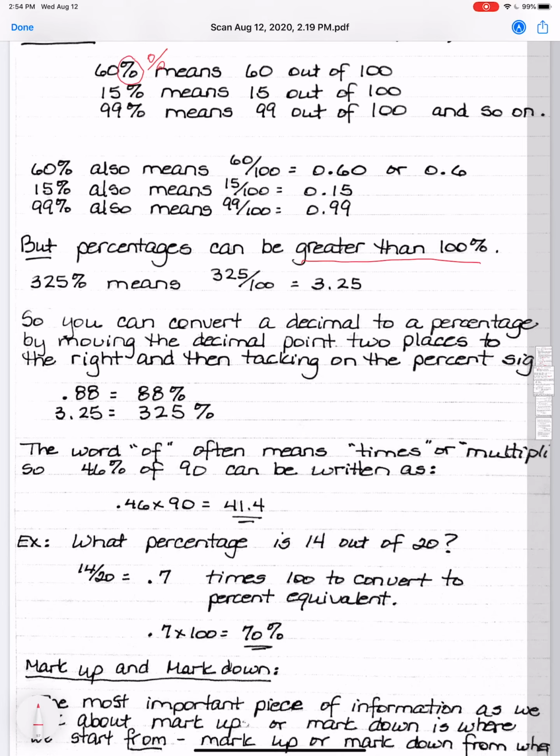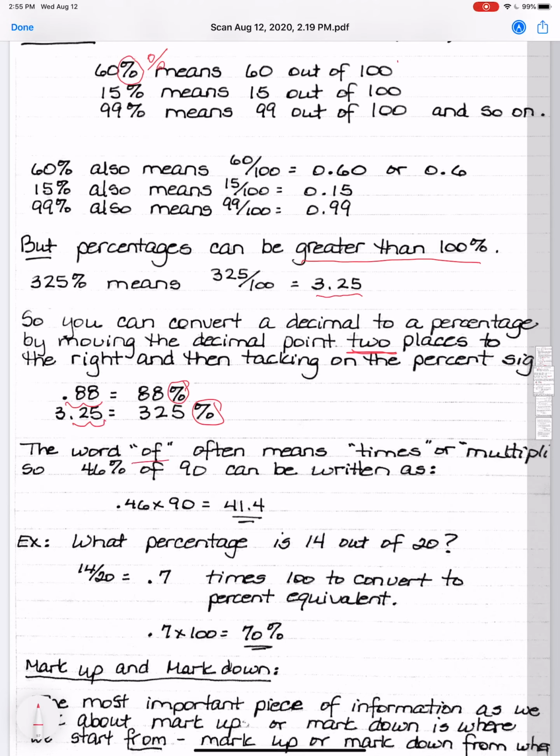For example, 325% again means 325 out of 100. Or if you divide it, it's 3.25. You can convert a decimal to a percentage by moving the decimal point 2 places to the right. And this is always 2 places because a percentage is just out of 100. So if you had 0.88 and you wanted to know what percent that is, move the decimal to the right 2 places and add a percent sign. 3.25, move the decimal to the right 2 places and add a percent sign.